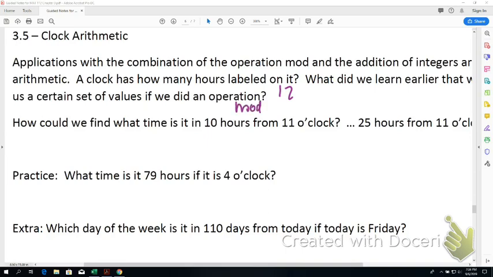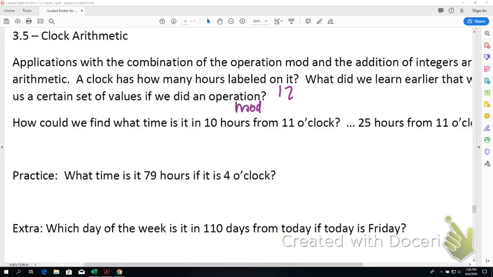Okay. And you want to think, well, mod had 0 to a certain number. So in this case, instead of thinking of 12 as 12, we're going to think of 12 as 0. So you can look at a picture in your book to help you with that. It is on page 62 of your book, okay?